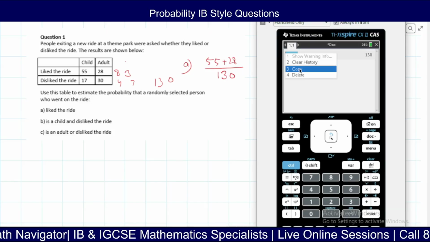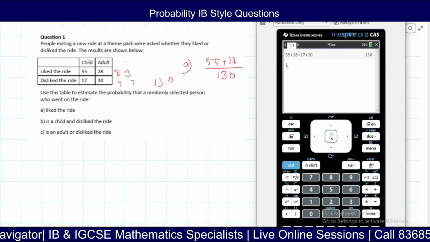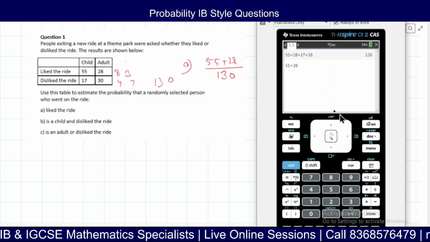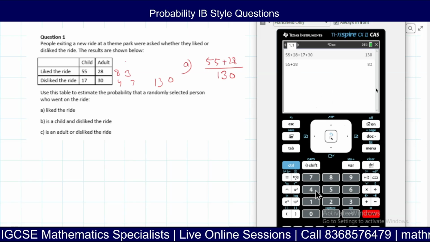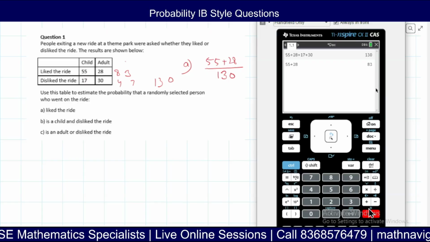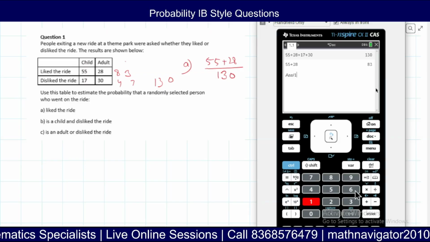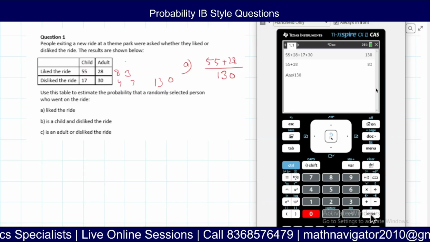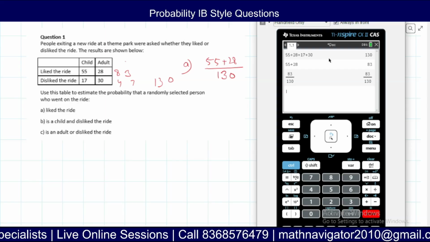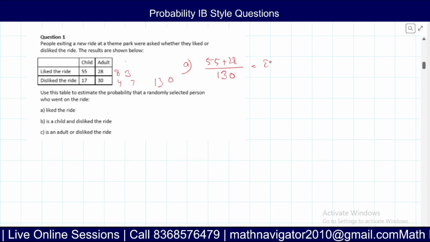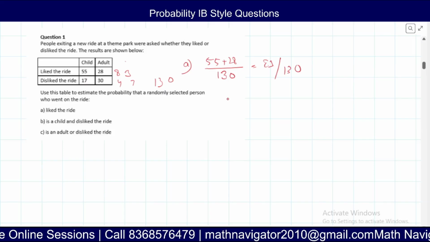55 plus 28. I copy it, I paste it, then hit enter and then divide by 130. So the probability comes to 83 over 130. So my answer is 83 over 130.